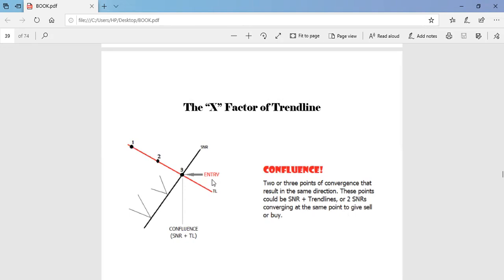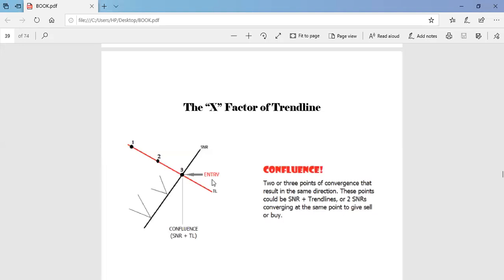Confluence is when two or three points of technical facts converge together at the same point to give the same signals or the same direction. That makes that place become a confluence. We call it a confluence point when two or more technical facts or price action elements, other trend lines or candlesticks or whatever, come together at the same place. They intersect each other at the same place. So that area becomes a confluence point.